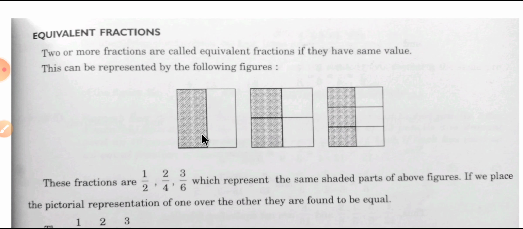You can see the first one. Here, how many total parts are there? 1, 2. In the second, 1, 2, 3 and 4. And in the third figure, a total of 6 parts are there: 1, 2, 3, 4, 5 and 6. So how can we write this fraction?